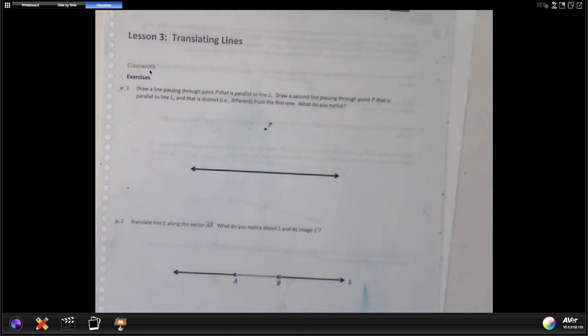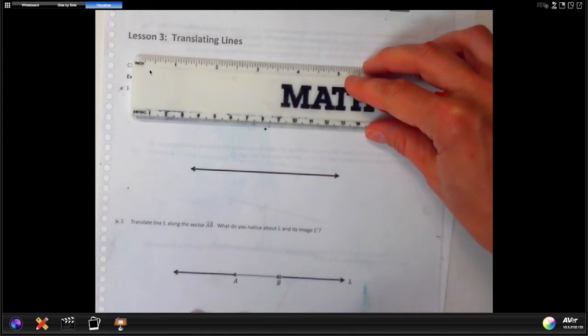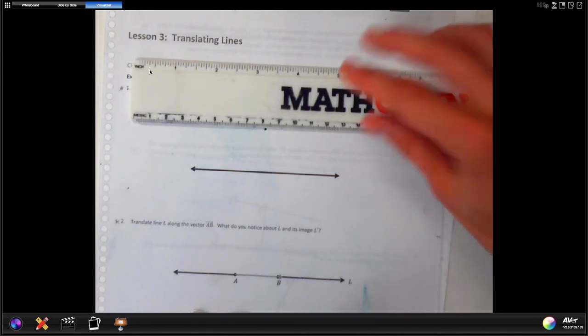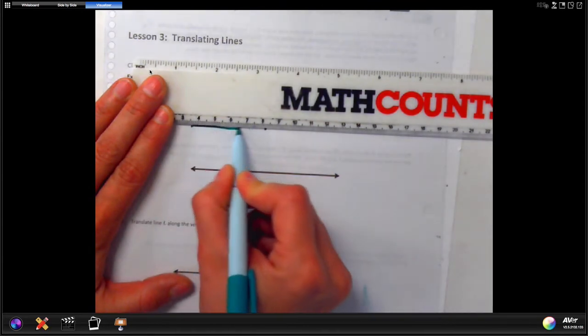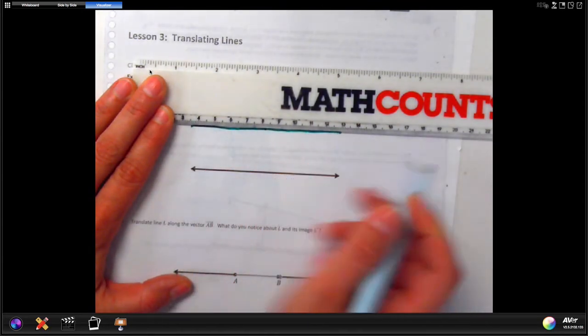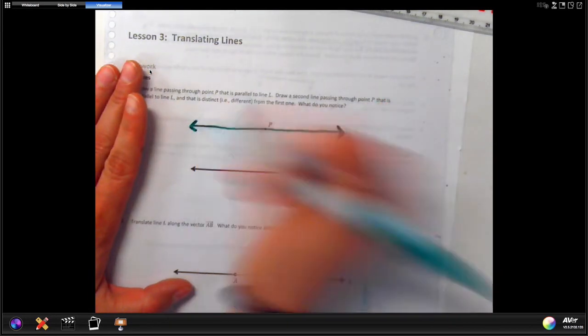Okay, so you all have rulers. Take out a ruler, and we're going to draw a line that is going to go through point P that is parallel to line L. So I'm going to line it up. Parallel, remember, means that it does or does not cross? Does not. Will it ever? No, never, ever, ever cross. Okay? And mine's a little shaky because I'm working with a marker, but there's what we got.